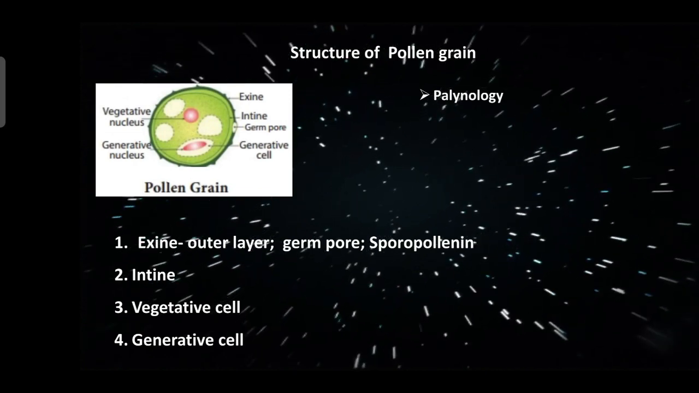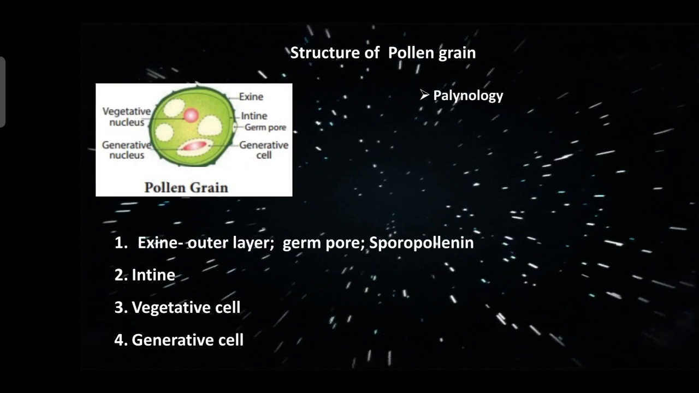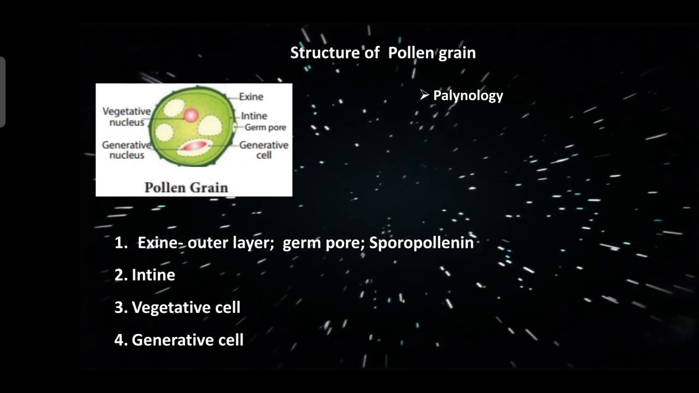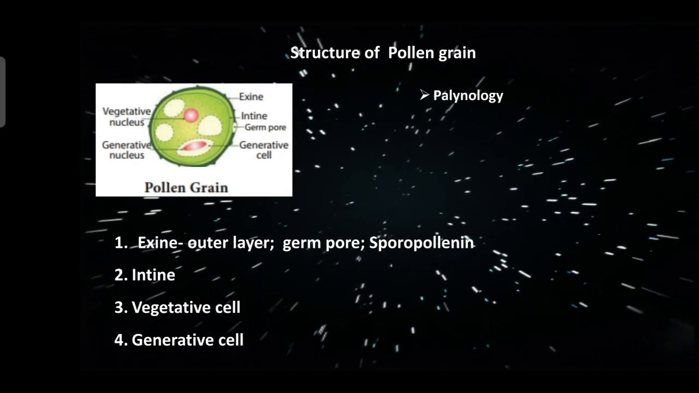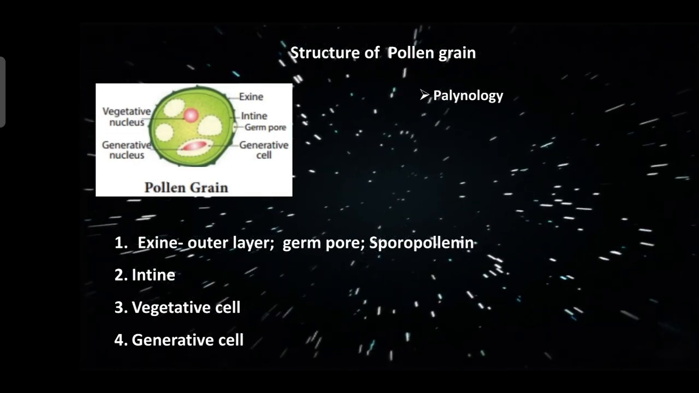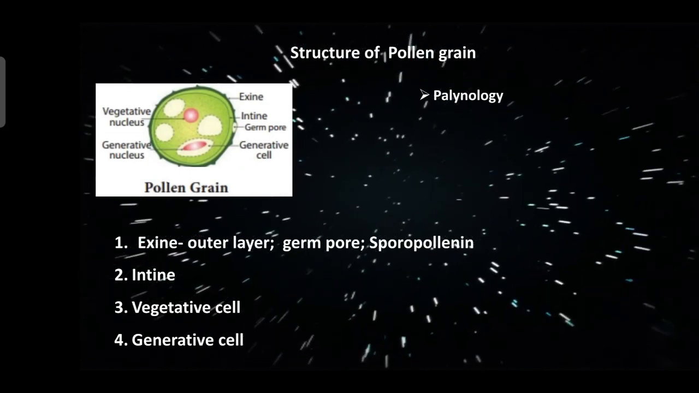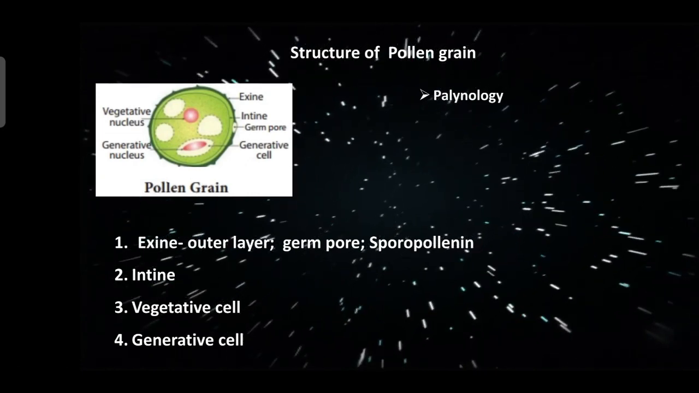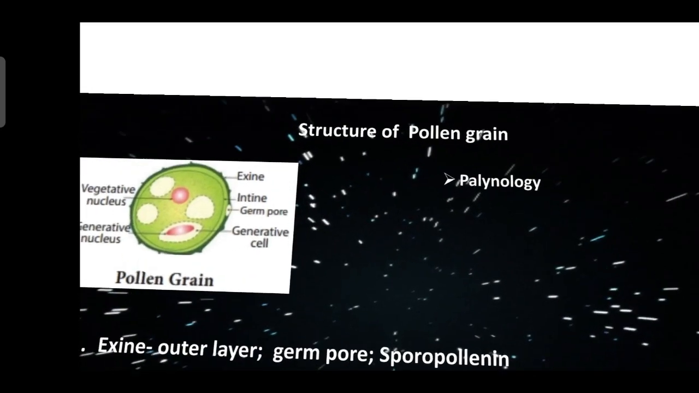The intine is the thin layer found below the exine. It is made up of cellulose and pectin. A mature pollen grain has two cells, the vegetative cell and the generative cell. The vegetative cell stores the reserve food material required for the developing male gametes. So what is the function of the generative cell here? The generative cell is involved in producing the two male gametes.